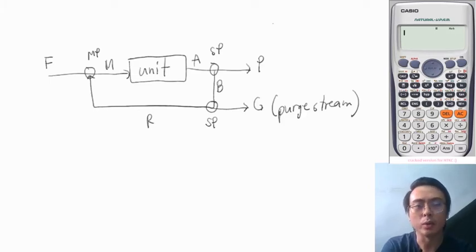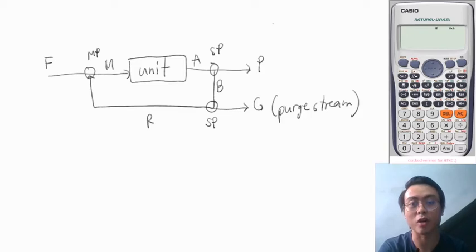What's the main purpose of a purge stream, or why do we need to use a purge stream in processes? Normally purge streams are used in reactive processes wherein there is a chemical reaction involved and there are inerts in your feed. If you don't have a purge stream, what could happen is that your inert substance could build up in your system. Because remember, if you run a full recycle, if you are not recovering your inerts as one of your products, the tendency would be the inert would just keep recycling on your entire unit, and it would just keep accumulating.